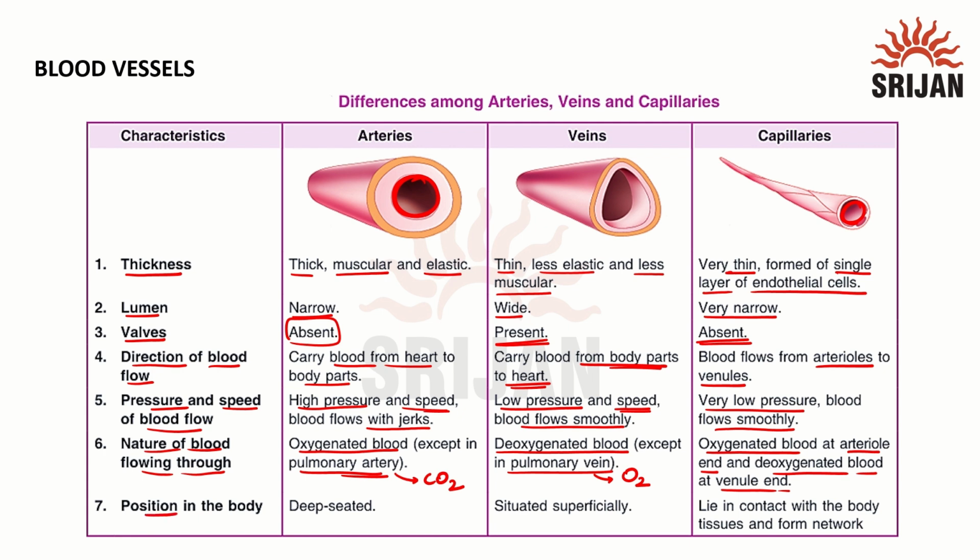Next difference is the position in the body. Arteries are deep seated, whereas veins are situated superficially. And capillaries are inside the tissues, so they lie in contact with the body tissues and form a network. I hope this topic is clear to you.